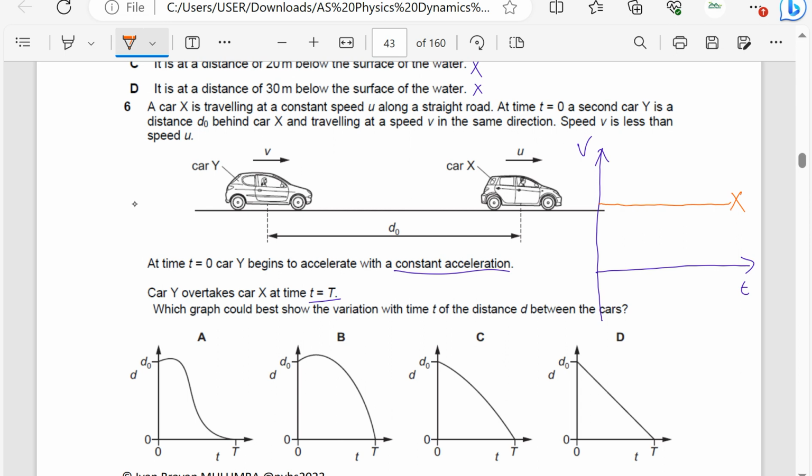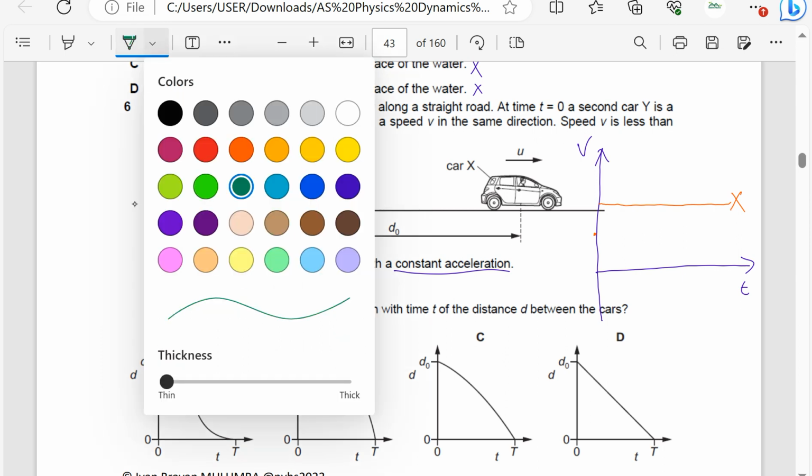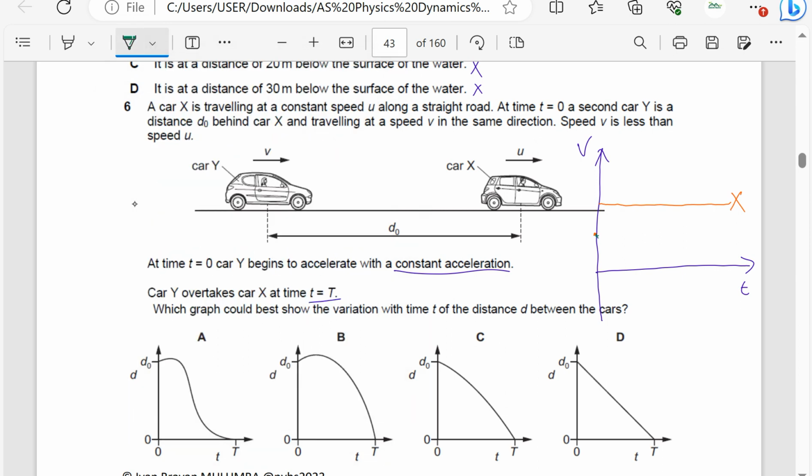At time t equals 0, second car y is distance d naught behind car x and traveling at a speed v in the same direction. Speed v is less than u, so the graph should be below. Because v is smaller, I'll use a different color for that one. But remember, at time t equals 0, car y begins to accelerate, so the speed for y should be increasing. Since it is a constant acceleration, it is also a straight line. So this is for y.